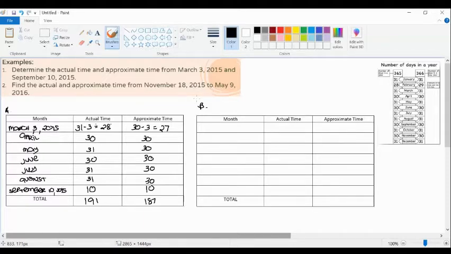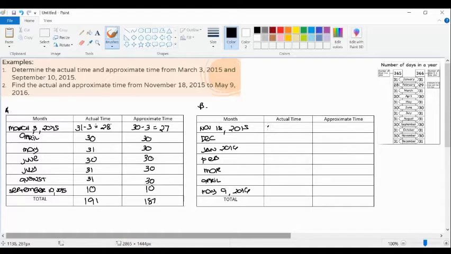Okay, we know that 2015 is not a leap year. However, 2016 is a leap year. Okay? So we need to remember there will be February 29. So let's put November 18, 2015. Okay. Next, we have December, January 2016, February, March, April, and lastly, May 9, 2016.